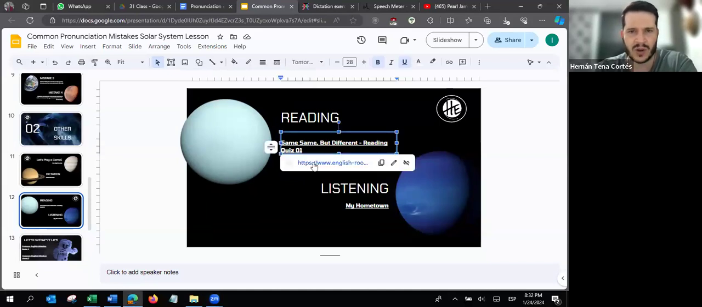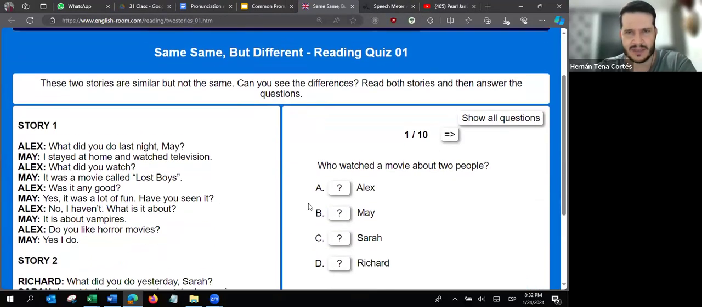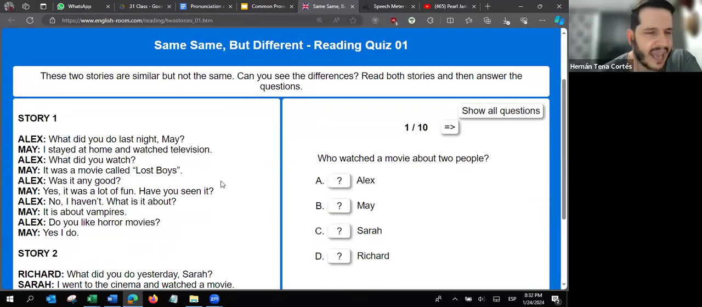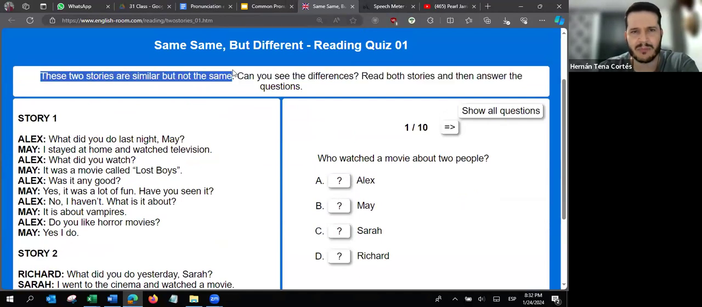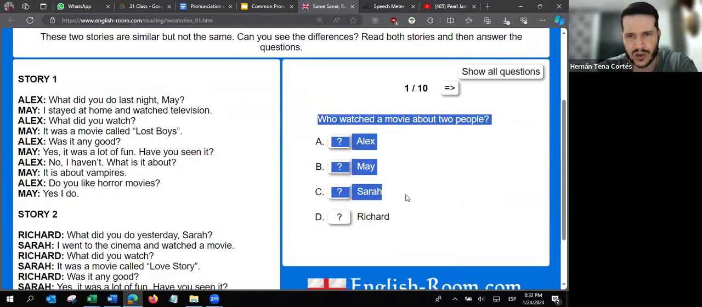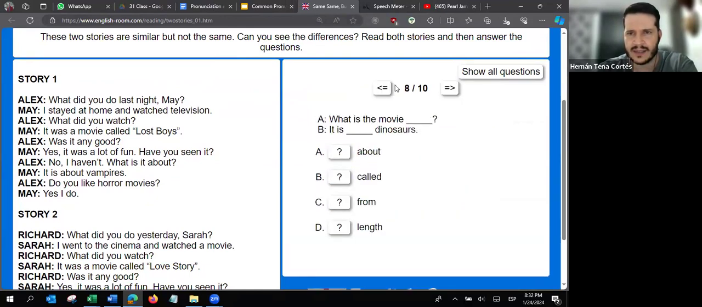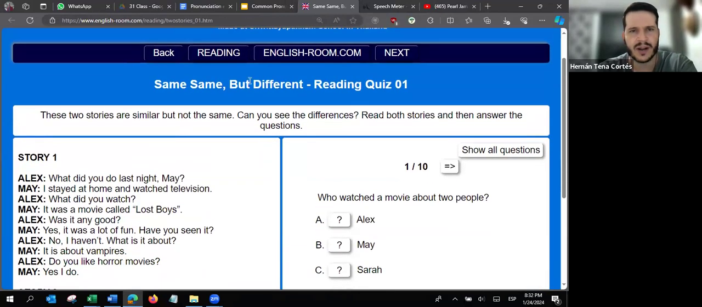All right, so this is called same but different. So let's see what this means, okay? You're going to see this text here, and you're going to see these two stories, right? The two stories are similar, but they're not the same. Can you see the differences? Read both stories and then answer the questions. The questions are here, and you can go to the next question by clicking on this arrow, right? And that's it. It's very, very short.